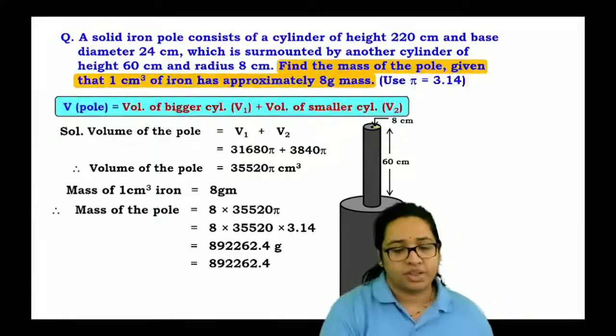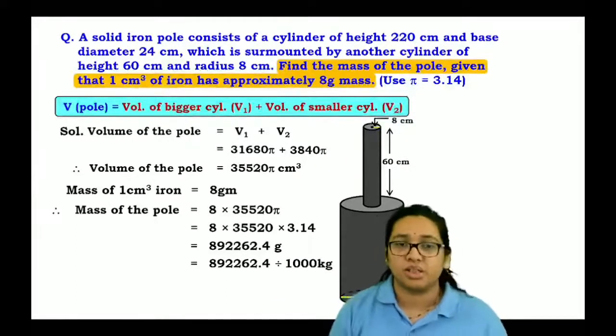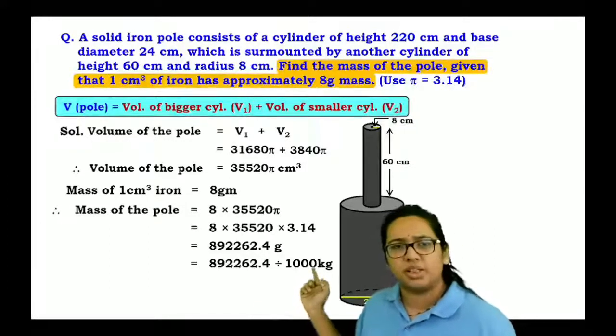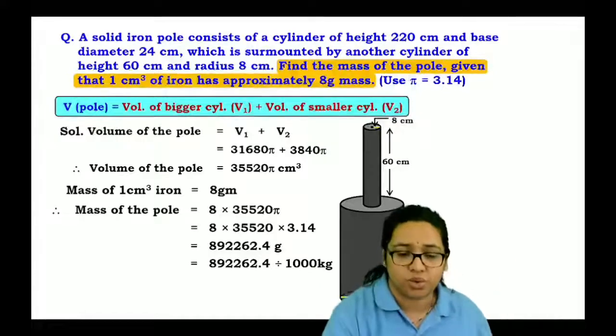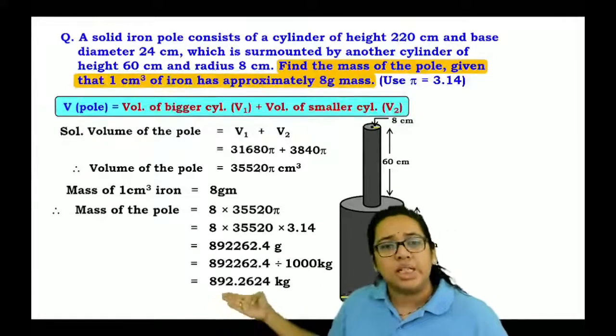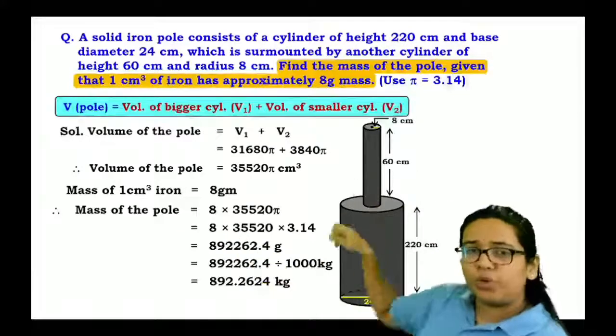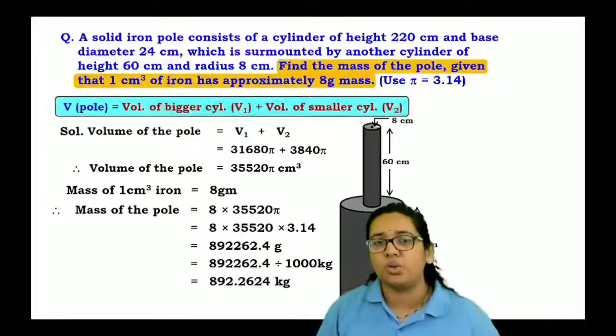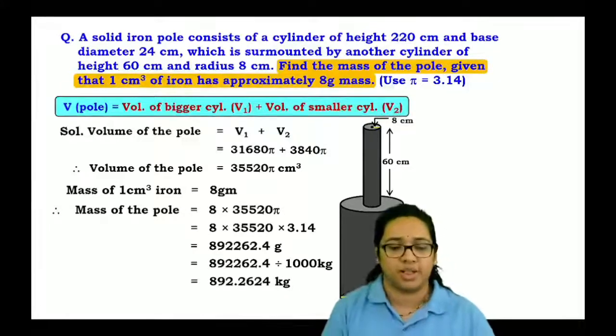Okay. Done with this? समझ में आ रहा है? Clear हो रहा है? अब find out जो करना था आप kg में भी कर सकते हो. We know that 1000 grams is equal to 1 kg. So just divide it by 1000. You will get the mass of the pole in kgs, which is nothing but 892.2624 kilograms. Done with this?